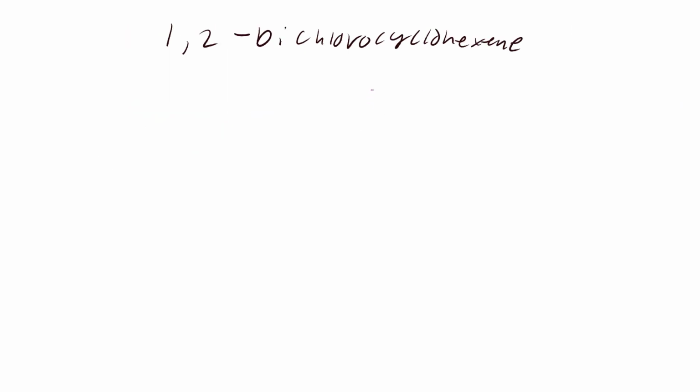Finally, we have 1,2-dichlorocyclohexene. If it's a hexene, it's going to be hexane based. Right. And let's see here. There is a hexene, so that's a double bond somewhere. Let's just say it's over here. And we have 2 chlorines. One occurs at carbon number 1, and one occurs at carbon number 2. So that's a chlorine, and that's a chlorine.